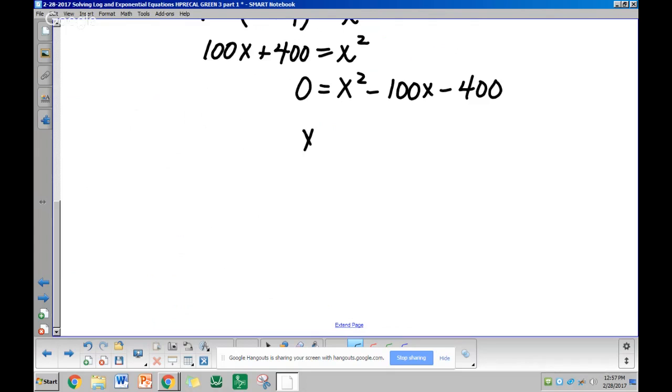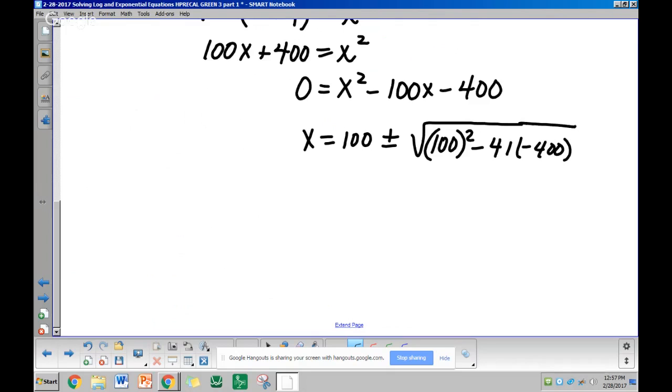Let's do it. Okay, x equals 100 plus or minus the square root of 100 squared minus 4 times 1 times negative 400, all over 2a, which is 2, and then 2 here. And then x equals 50 plus or minus the square root of, this is 100, this is 11,600. Can somebody do that on the calculator before you take the square root? Is it 11,600? Yes. 11,600.